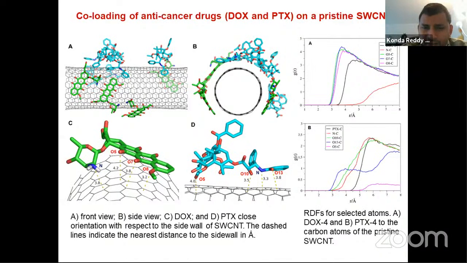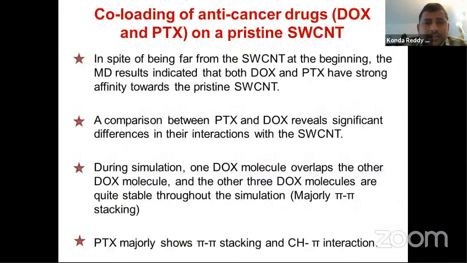We didn't place them like this, as shown in the picture. We gave them an environment and simulated it, and we got a very good loading of these anti-cancer drugs on the pristine carbon nanotube. In spite of the drugs being far from the carbon nanotubes at the beginning, the MD simulations indicated that both have a strong affinity towards the pristine CNT.